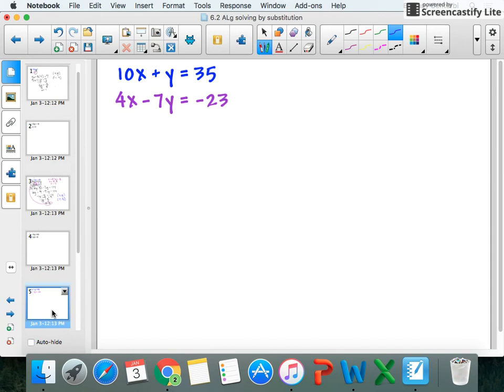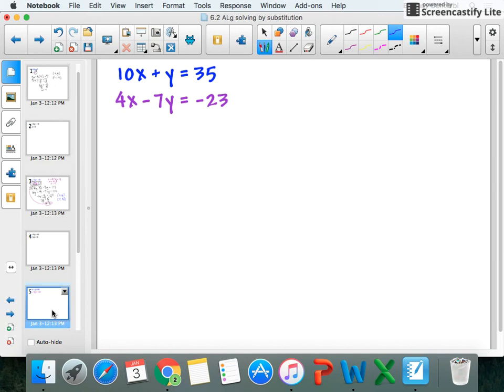And then lastly, we have this problem here where we have 10x plus y equals 35, and we have 4x minus 7y equals negative 23. If we look back at the examples we have done earlier, x or y was by itself. It doesn't matter which one you get by itself, you have to look at the equation and pick out which one is going to be the easiest to get by itself.